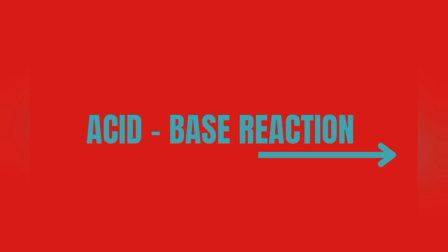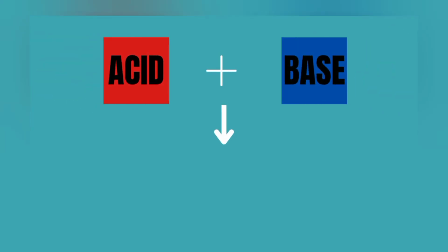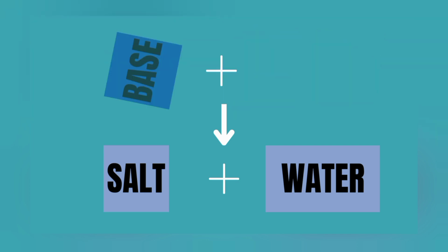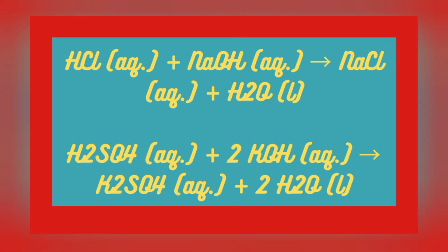This is usually called a neutralization reaction. Acid reacts with base to produce neutral salt and water only. A popular example of this is the reaction of an aqueous solution of hydrochloric acid and an aqueous solution of sodium hydroxide. This produces your table salt and water.